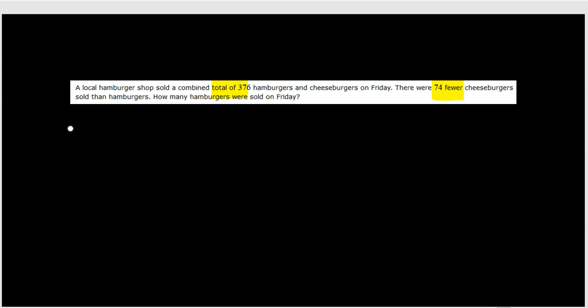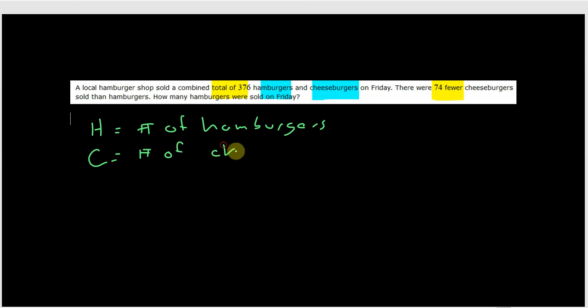So the next thing is to identify what the unknowns are and assign some kind of variable to them. The things that are unknown right now are how many hamburgers and how many cheeseburgers there are. So I'm going to call H the number of hamburgers, and C will be the number of cheeseburgers.